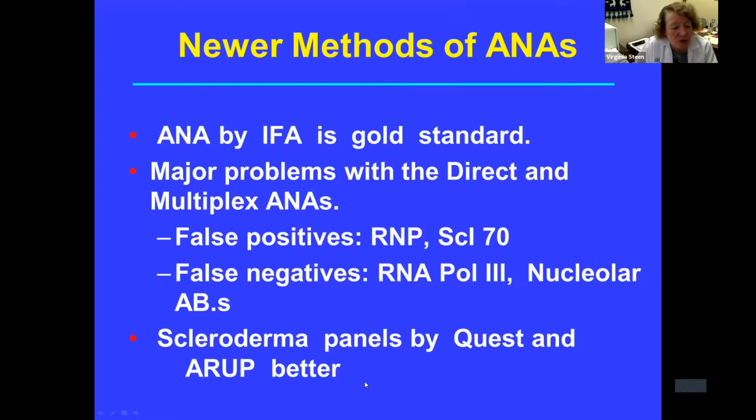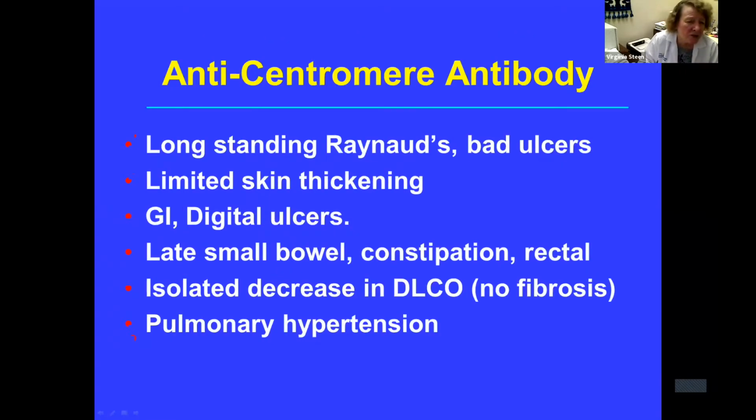There are some newer scleroderma panels. They're called a LineBlot panel, and they can be ordered on our MedConnect system by Quest. There's another antibody system by ARUP, but these are better than the standard multiplex assays or the bead assays under the direct ANA. But it's only if you think the patient actually has scleroderma, because it only includes the scleroderma antibodies. So the anti-centromere antibody is the long-standing Raynaud's.